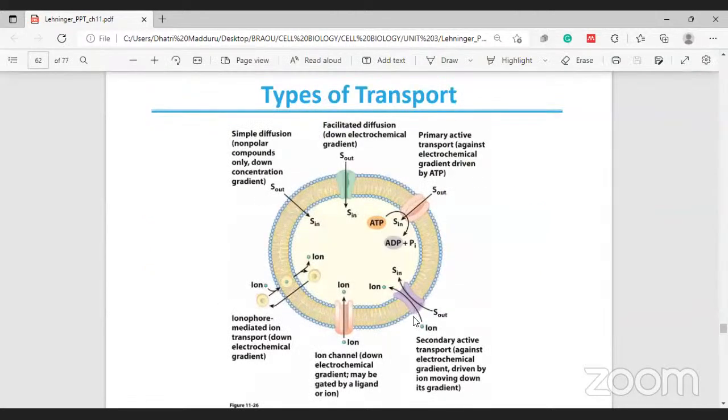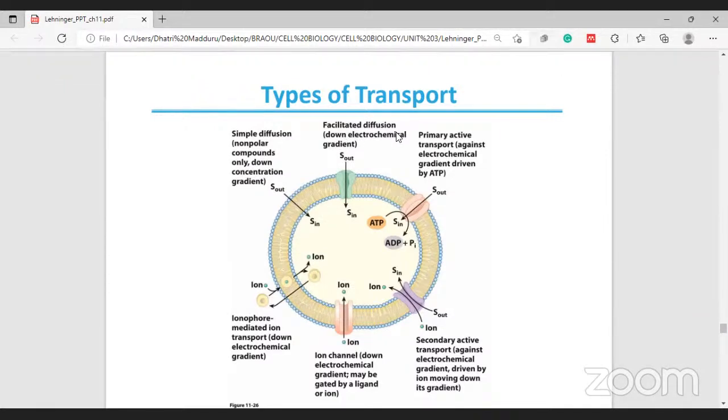So here we can see, first is simple diffusion, where non-polar compounds move across a concentration gradient. There is no energy or anything required. Simply they can move inside and outside. Then facilitated diffusion means you have an electrochemical gradient. Here you have some gates, channels, so it is facilitated by some assistance. Then primary active transport.